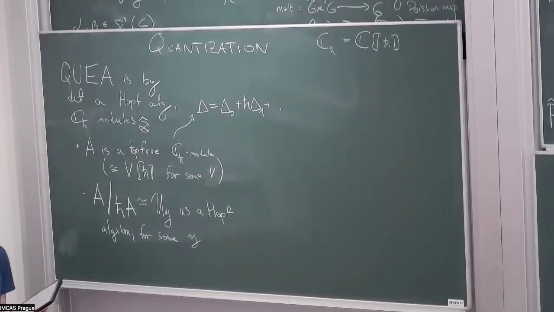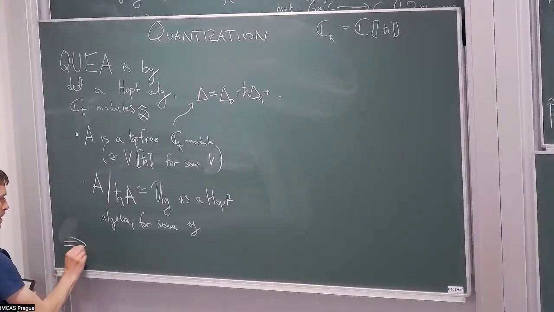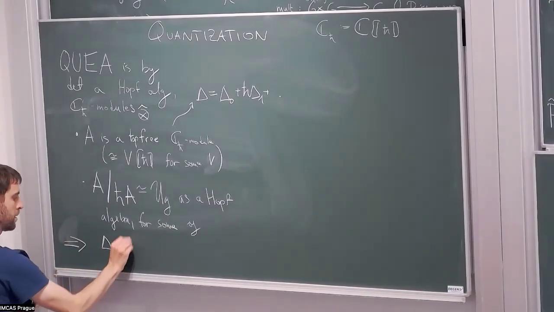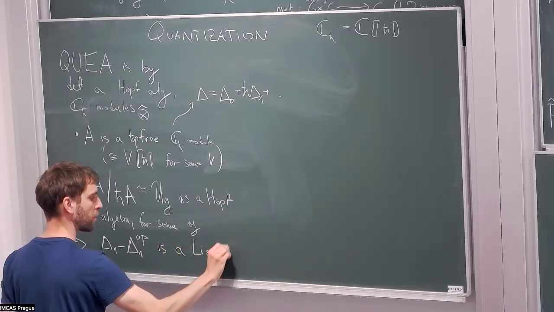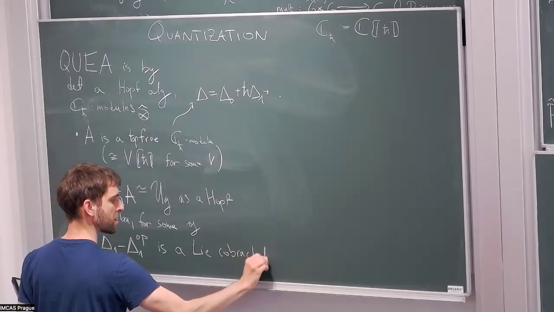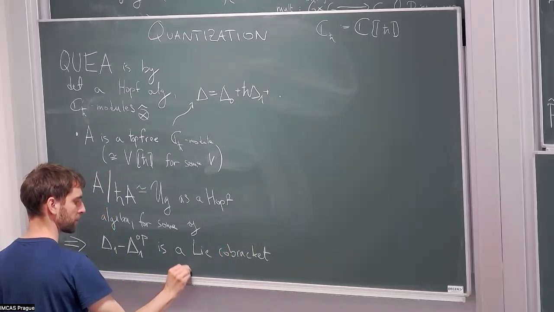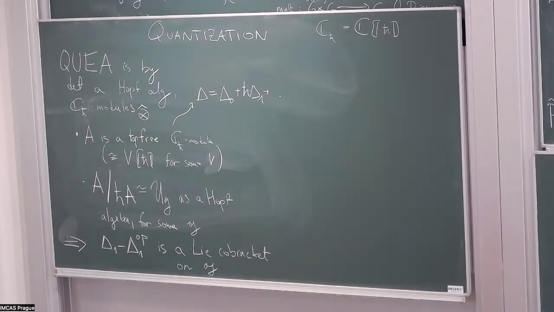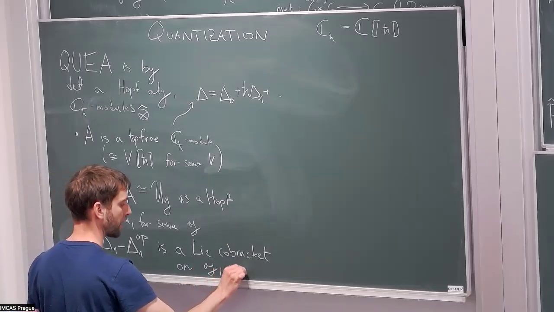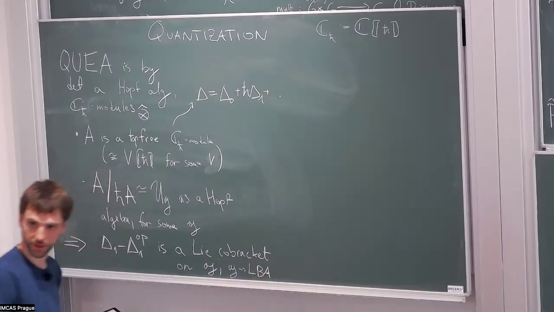And I guess you've seen this, if you have a deformation of a commutative product, the antisymmetry of the first order is a Poisson bracket. The same is true here. It is the co-bracket on G. So making G into a Lie algebra. Yeah, I guess that's what you were asking.